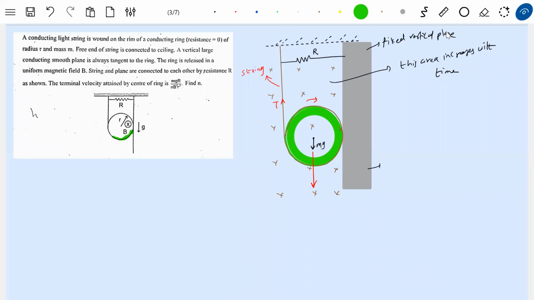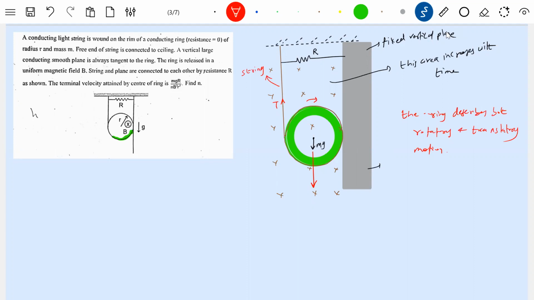Due to rotational motion, will there be any EMF induced? Nothing. There won't be any EMF induced here, only due to translational motion. So I'll write the instruction here. Due to this, the ring will describe both rotational and translational motion. Now the EMF induced due to rotational motion should be 0. Only due to translational motion it is going to have that.